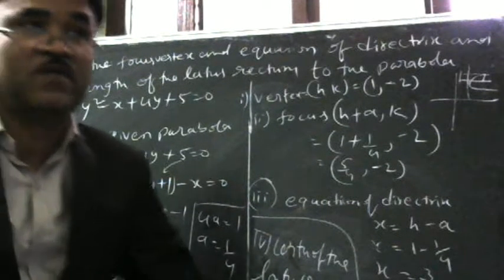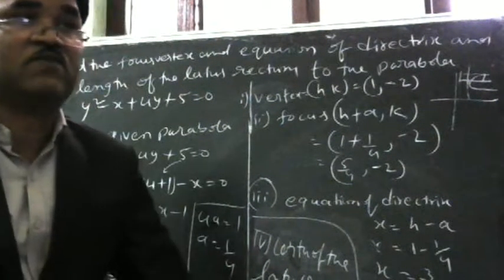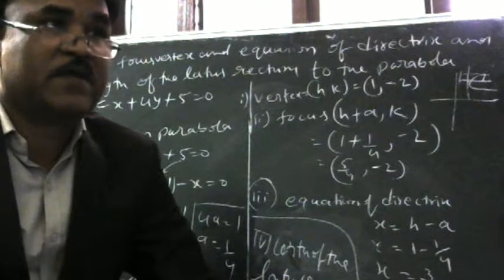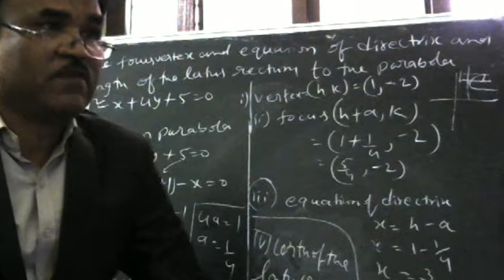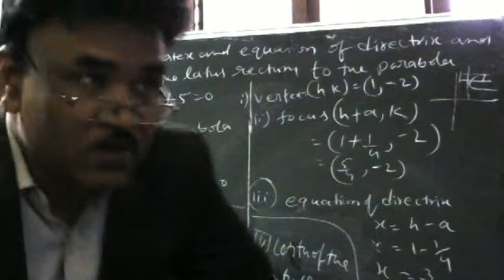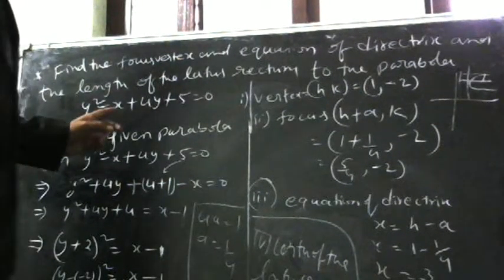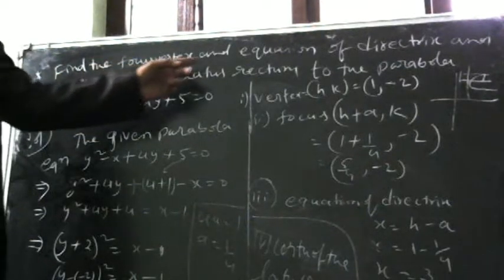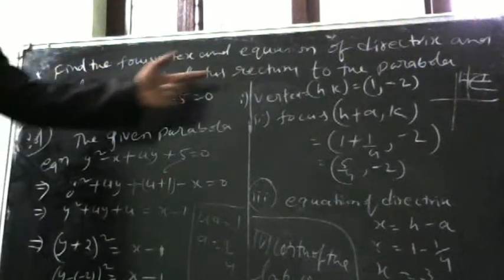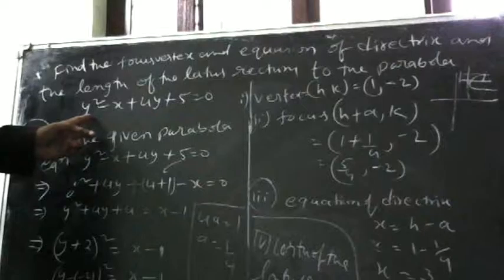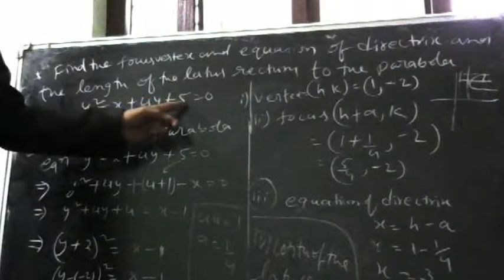Now you have to find the focus, the vertex, and the equation of the directrix from this. Let's observe the given equation: find the focus, vertex, equation of the directrix, and length of the latus rectum of the parabola y square minus x plus 4y plus 5 equals 0.